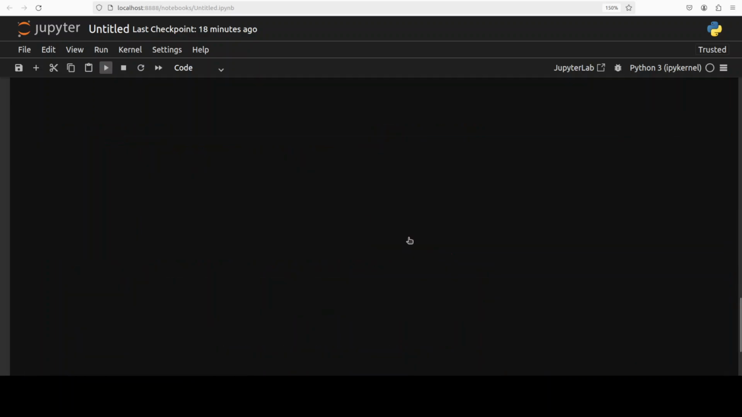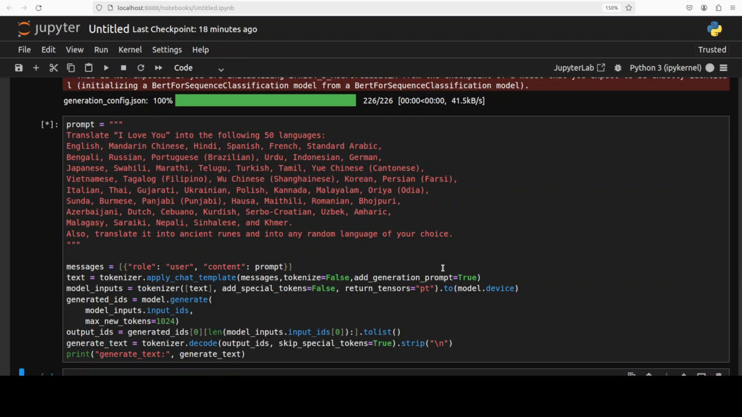Now, in this prompt, I'm asking it to translate "I love you" into various languages, the top 50 languages. By top, I mean by the number of people who speak them, and they range from European languages to Asian to subcontinental languages to African languages, Central Asia, and a few more. And there are a few regional languages too. So let's see how it goes.